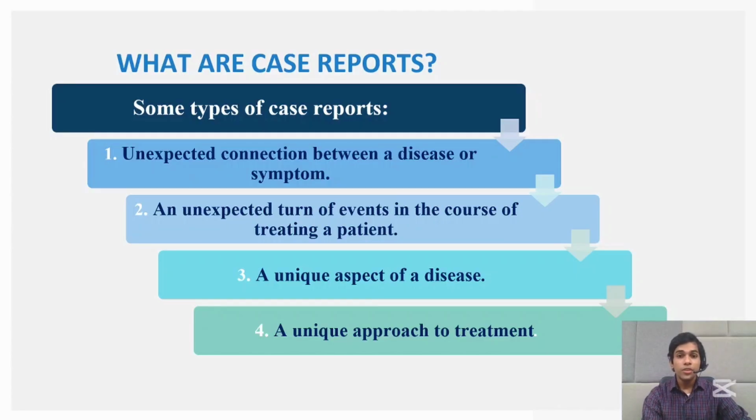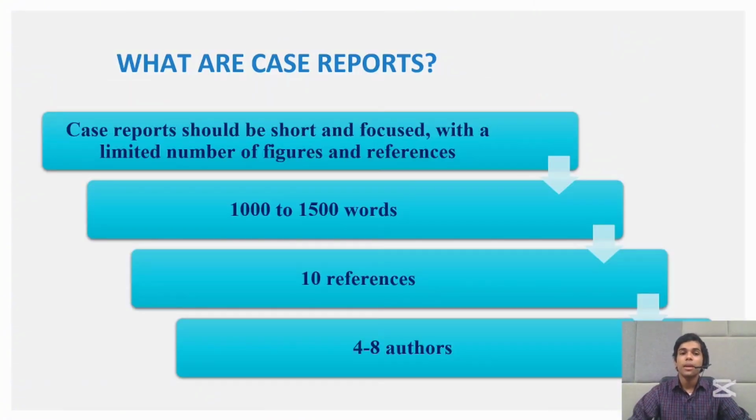Now we know the different ways of how we can write a case report. Let me explain how we can actually frame it. So a case report should be short and focused with a limited number of figures and references, as you see in this slide. So the word count should be about 1,000 to 1,500 words with 10 references to 4 to 8 authors contributing to that particular case.